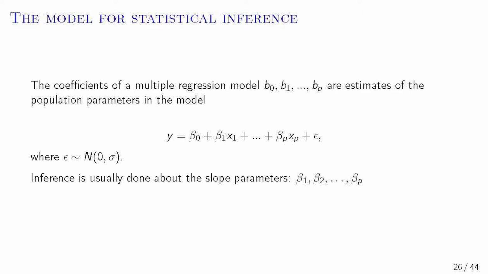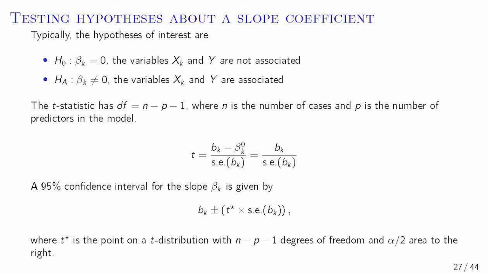Y is equal to beta naught plus beta 1 x1 plus so on till beta p xp plus epsilon for error, where epsilon is normally distributed. Normally, we test slope parameters to see if they are different from 0. The test setup looks like a null hypothesis of beta k equal to 0, meaning that xk and y are not associated, and an alternative of beta k not equal to 0, which means that xk and y are associated.